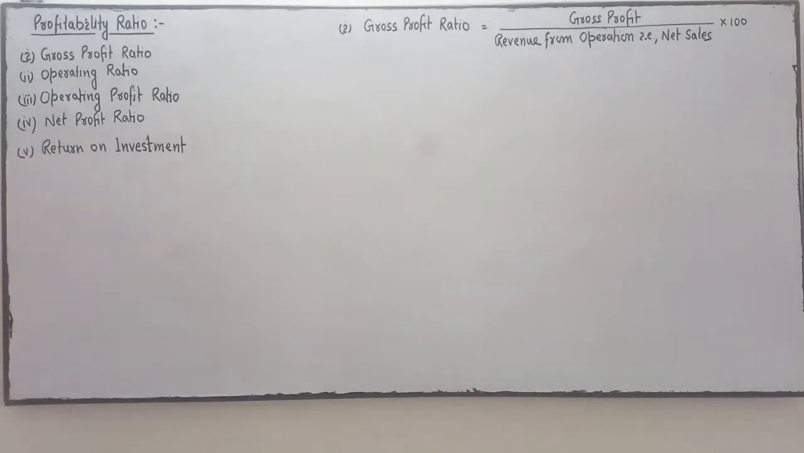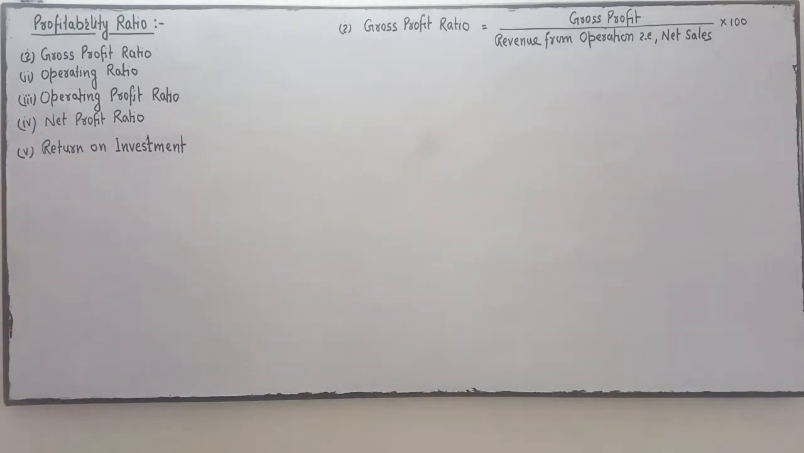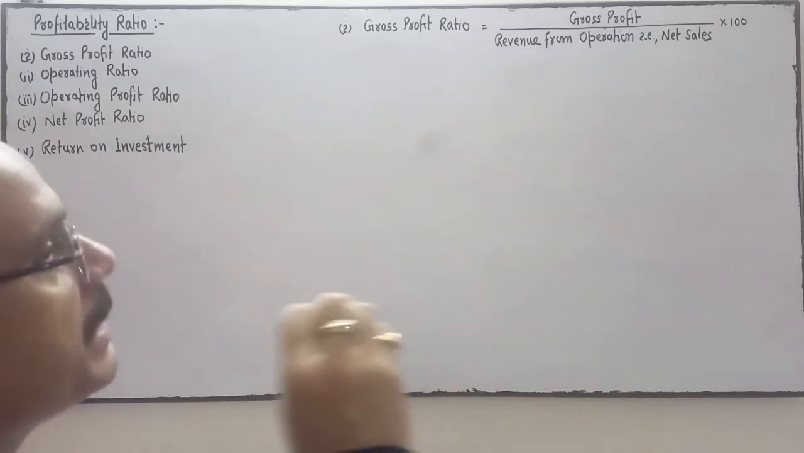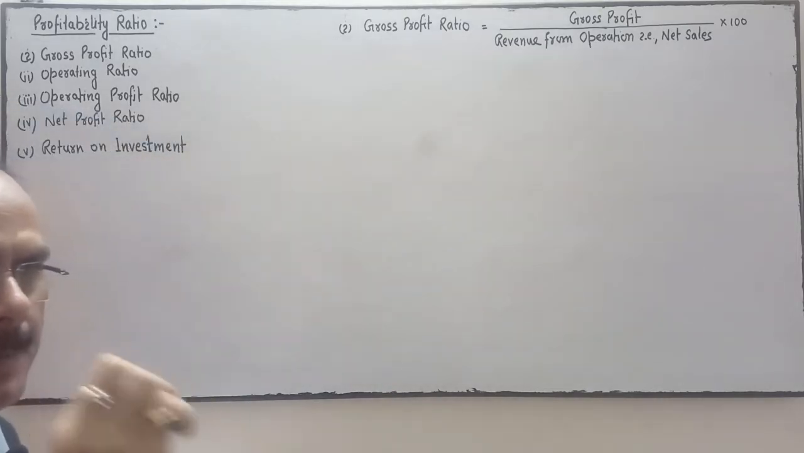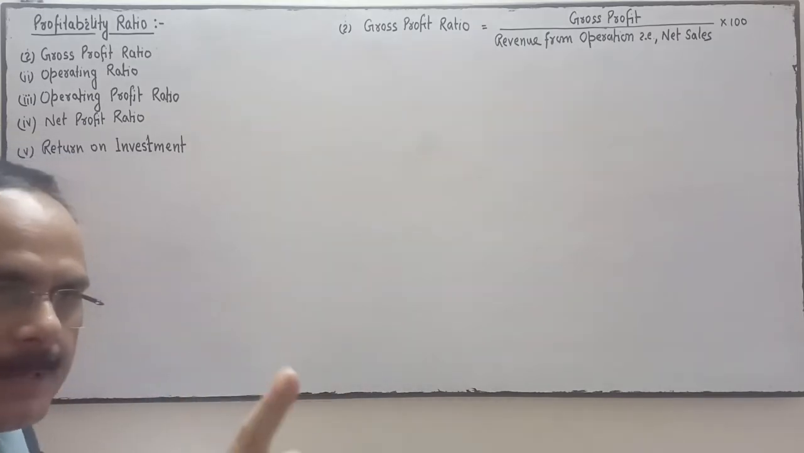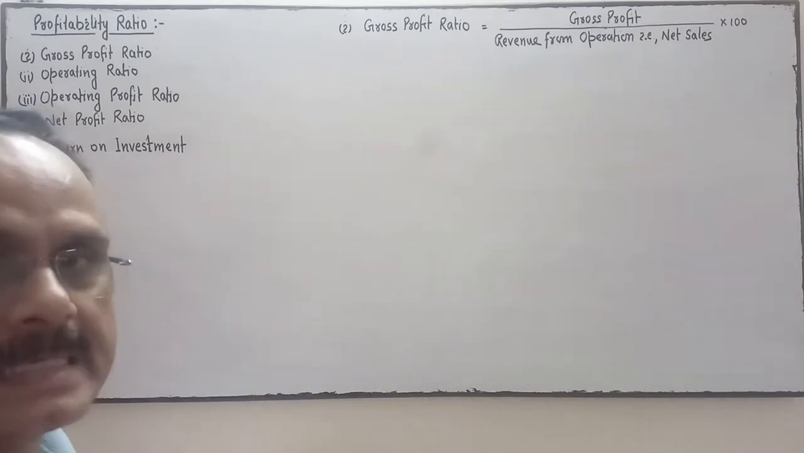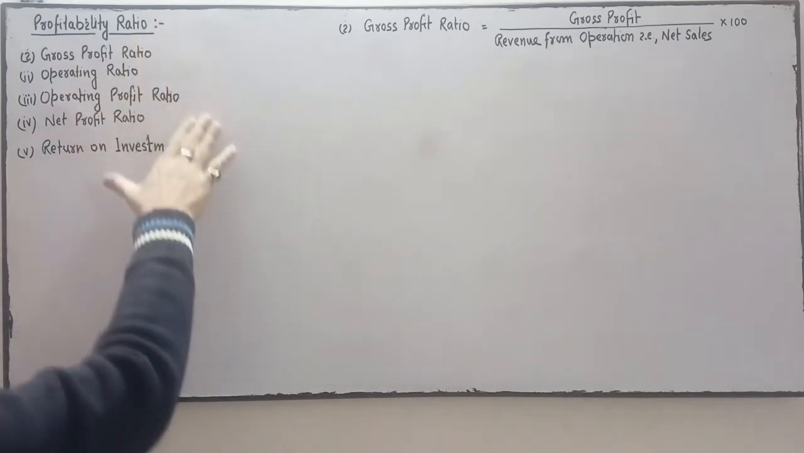The main objective of every business is to earn profit. A business must be able to earn adequate profit in relation to the capital investment, as compared to capital, and in relation to turnover, meaning sales. So the efficiency and success of a business can be measured with the help of these ratios.